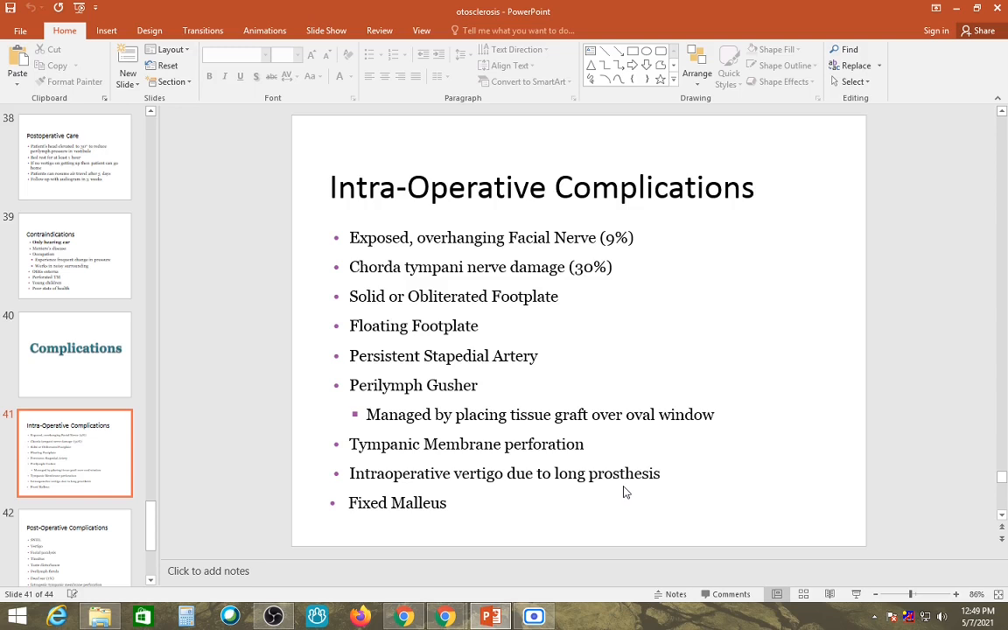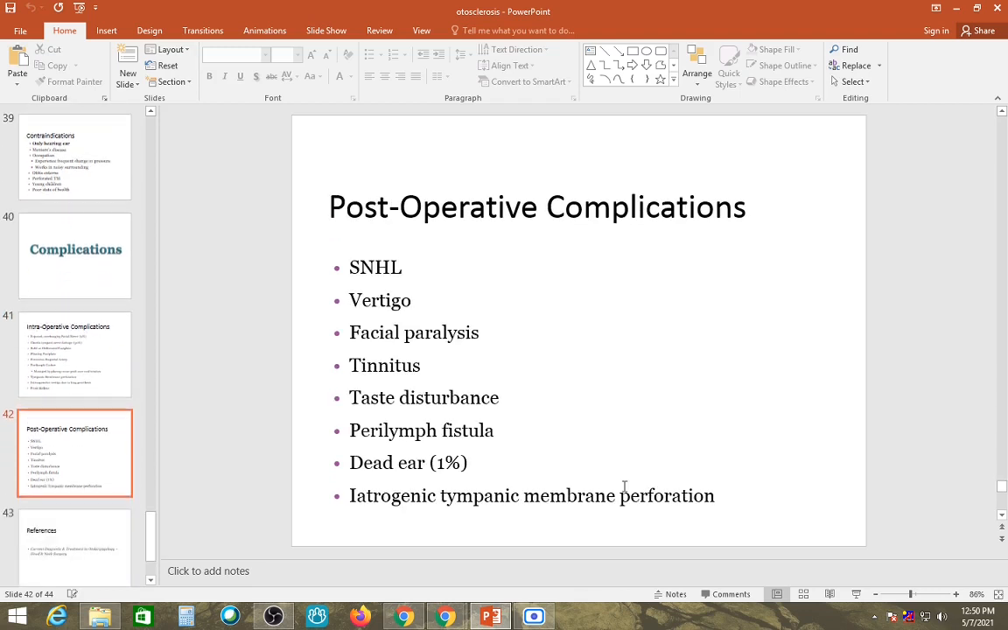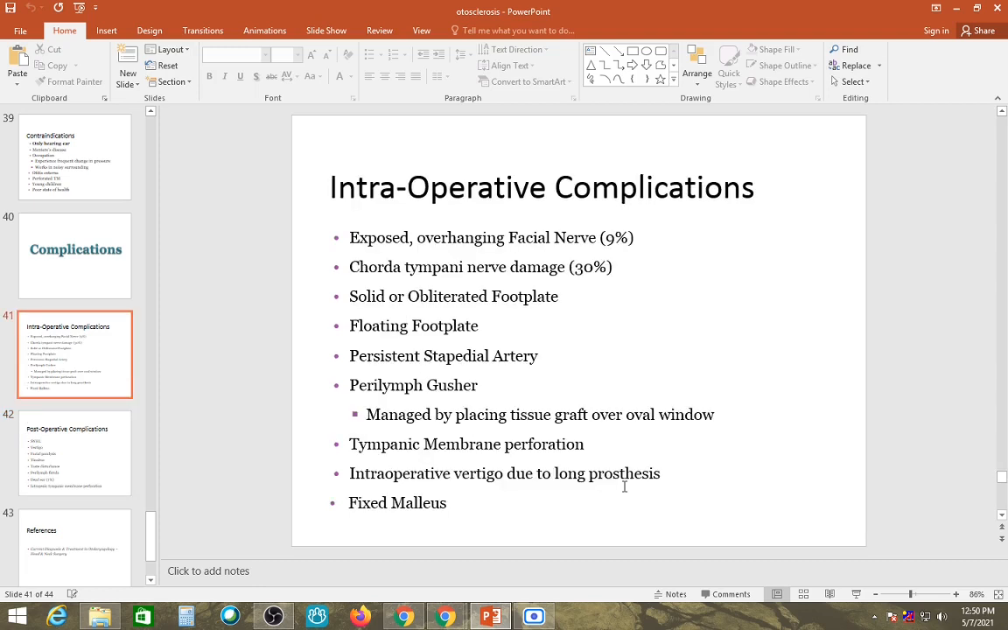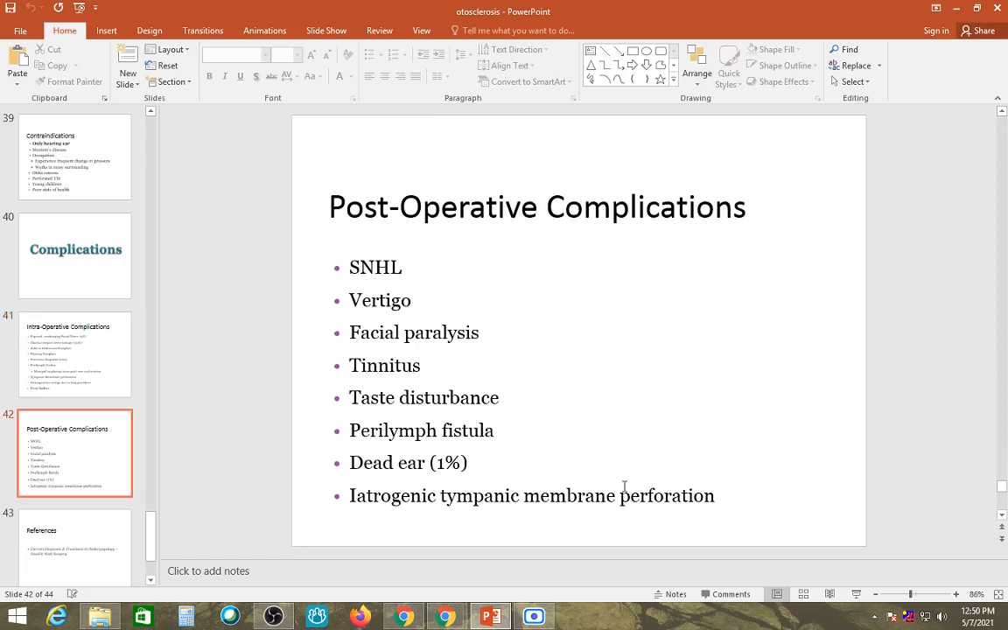This is just a percentage, but if we are all thinking about the complications, no one is going to perform surgery, right? Yes or no? But still we have to know what all the complications are, so that we can take more precaution before and after. Post-operative complications: vertigo, facial paralysis, tinnitus. This is the intraoperative complication and post-operative complication.